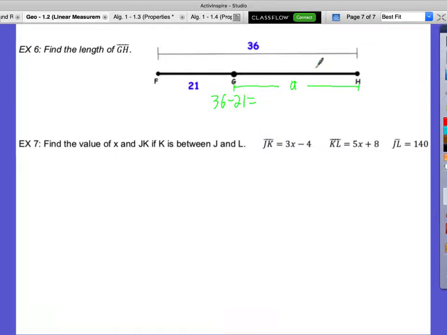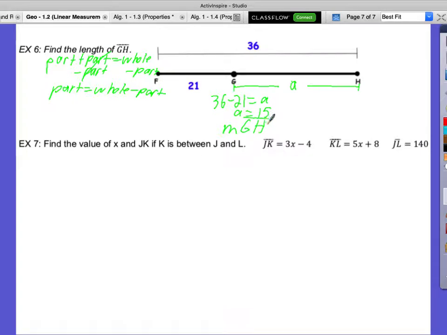Another way we can think of this is normally it'd be part plus part equals whole. So you do whole minus part equals part. If we subtract a part from both sides, then we get part is equal to the whole thing minus a part. So we have the whole thing, 36, minus a part will equal our other part, A. So what does A end up equaling? The measure of segment GH is 15. Questions on that one?